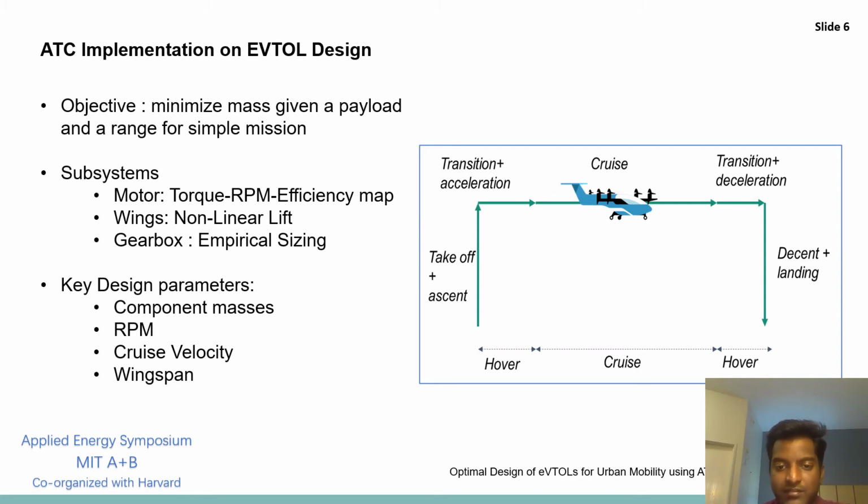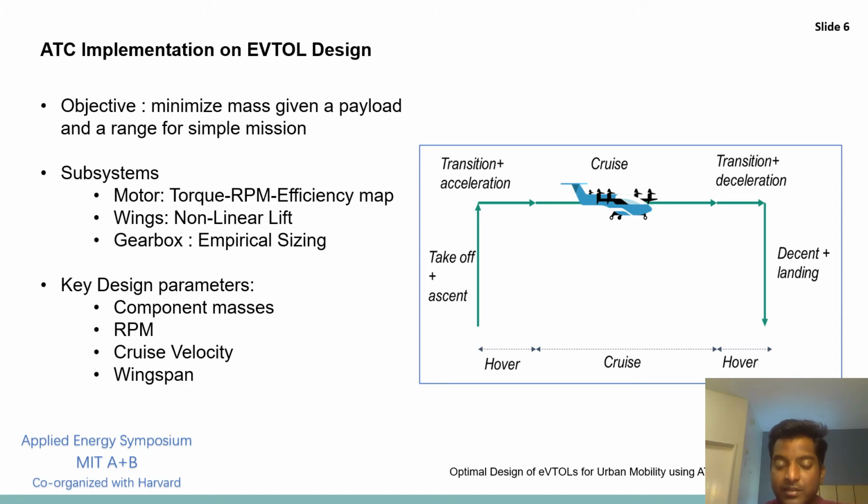So the first phase of the flight is basically to take off and ascend to a particular height. In this phase, the motors run at maximum power so as to ensure that the thrust provided by the propeller is greater than the weight of the aircraft. And this is immediately followed by the transition and acceleration phase, where the aircraft accelerates to a particular cruise velocity.